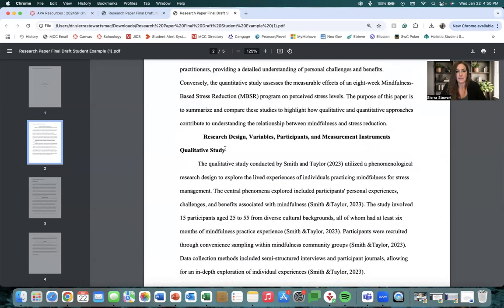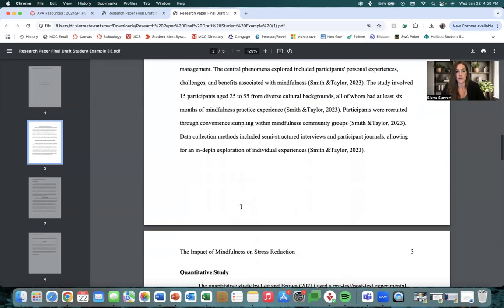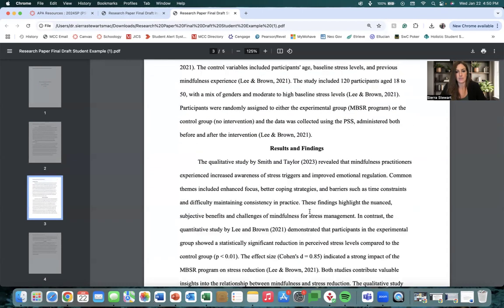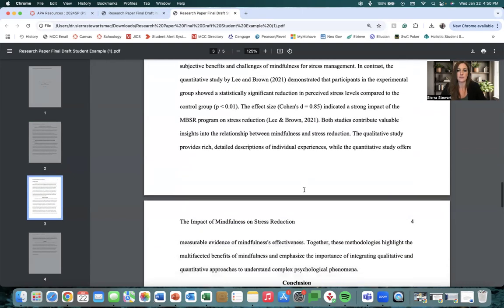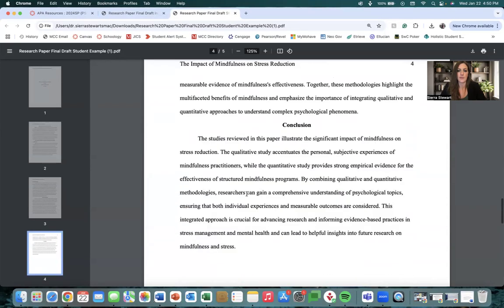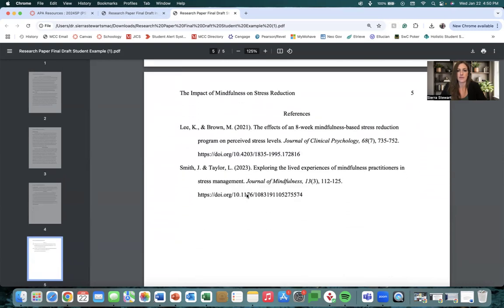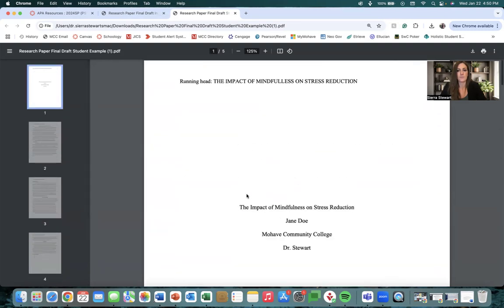And then again, it keeps everything in the same format. So for the qualitative study, you're talking about a certain study. For the quantitative study, you're talking about a certain study, the results and the findings, and see how there are in-text citations throughout. And then you have a conclusion. And then you have your references in alphabetical order. So again, this is a student example, so it's not perfect, but if you have any questions as you start working on this, please let me know. I'm here to help.